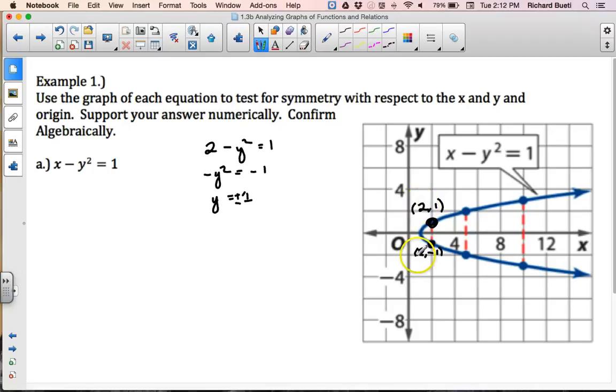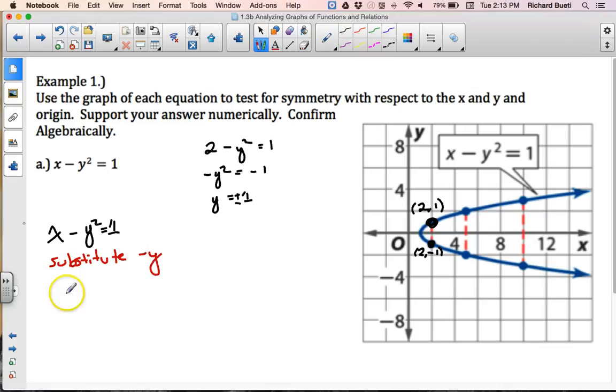So I have the same x coordinate, but with y coordinates that are numerically the same, they just differ in sign. And I could pick any one of these points and calculate it, and it would still work out the same way. To confirm algebraically, what we're essentially going to do is take negative y and plug it into this equation and see if I get back the original equation. So what I mean by that is we're going to take x minus y squared equals 1, and then I'm going to substitute negative y into the equation to see if I get back the same equation.